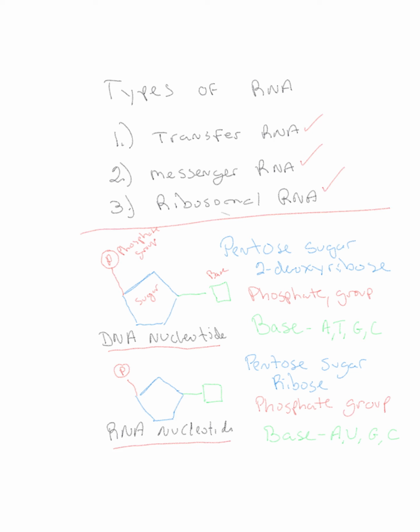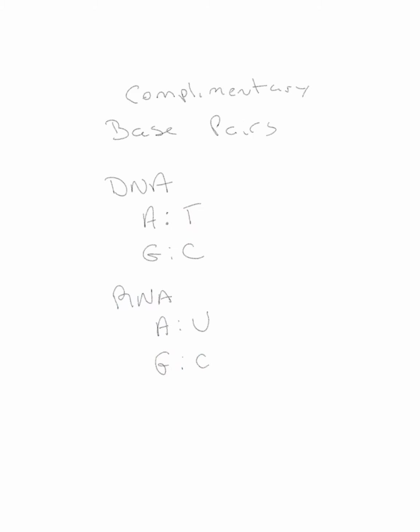The RNA molecule, which I have on the bottom, is made up also of a pentose sugar, but the pentose sugar is ribose, a phosphate group, and a base. And the base, in this case, with the RNA, is either adenine, uracil, guanine, or cytosine. And then if you look briefly at complementary base pairs, in DNA, adenine and thymine bond together, and guanine and cytosine bond together. In RNA, adenine and uracil bond together, and guanine and cytosine bond together.